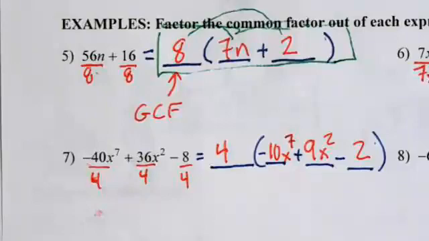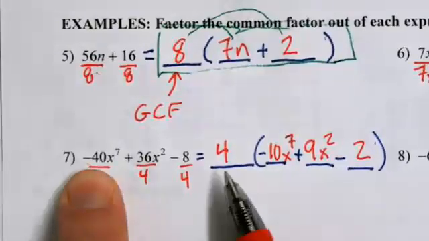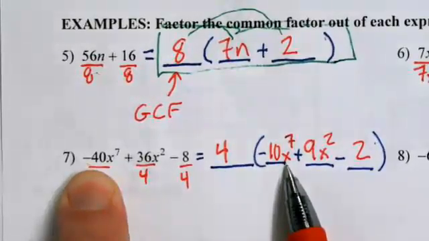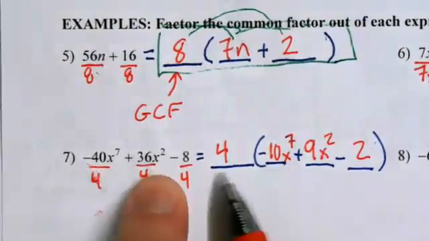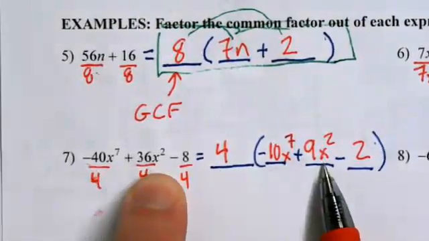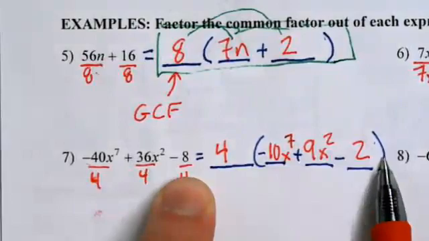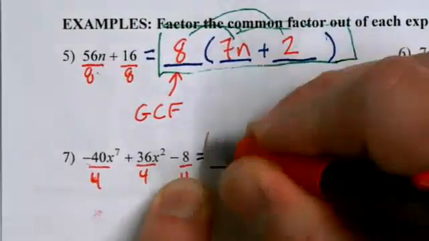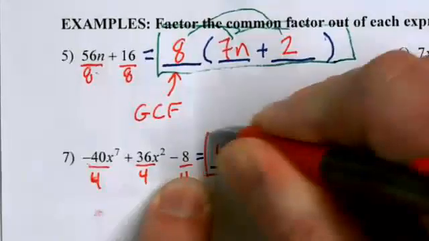I can do a quick check and make sure we get back to our original. 4 times negative 10x to the 7th is negative 40x to the 7th. Yes. 4 times 9x squared is 36x squared. Yes. 4 times negative 2 is negative 8. We nailed it. Nicely done, guys. Good team effort there.